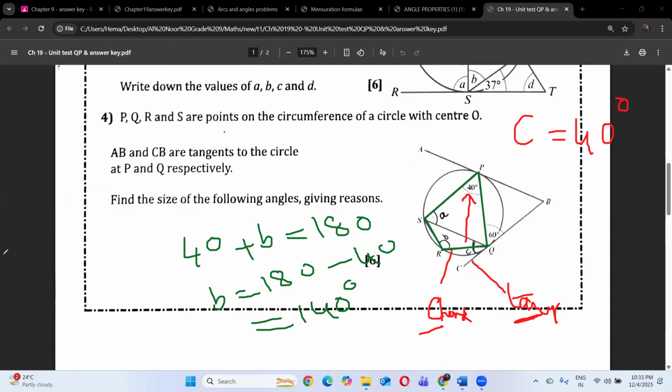Next. Now what is left for us? A. A is left. So can you see 60 degrees? This 60 degrees is placed between tangent and chord, so this must be equal to the alternate segment. What is the alternate segment? Draw the line and check A. So A will be 60 degrees, alternate segment theorem. Yes, completed.